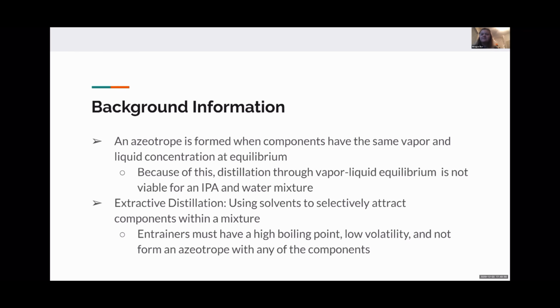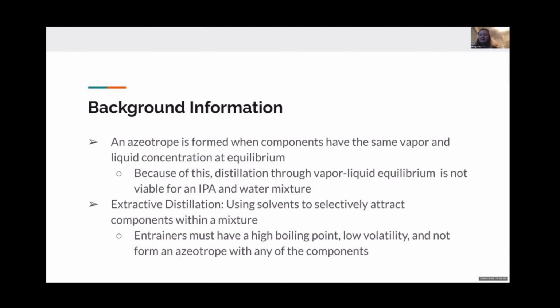This means that we will be using solvents called entrainers to selectively attract components within the mixture. A good entrainer must have a high boiling point, low volatility, and not form an azeotrope with any of the components in the mixture.